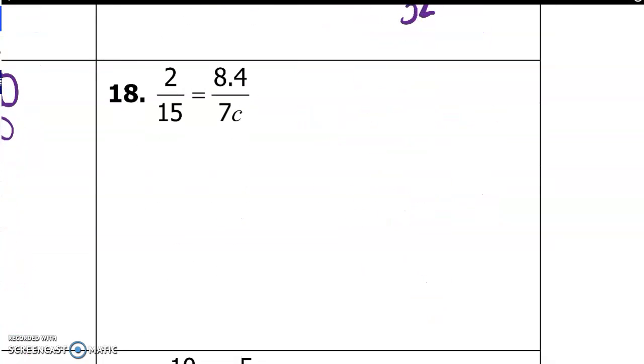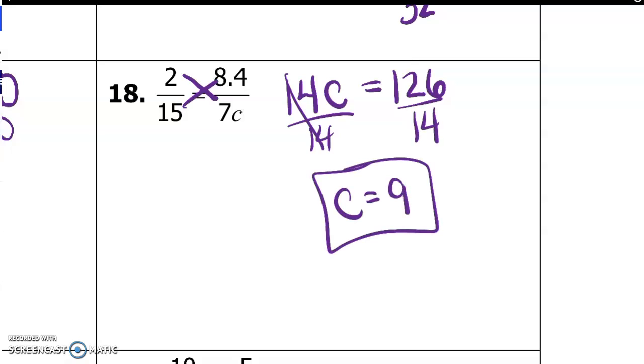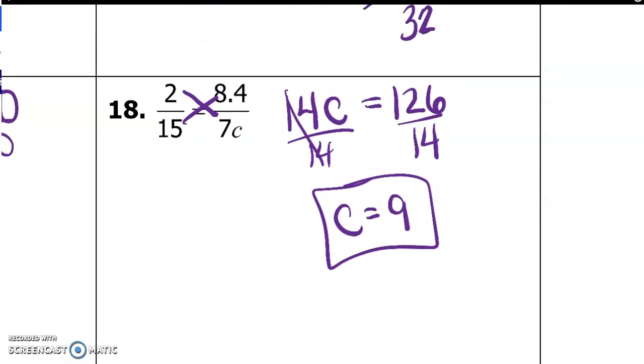Number 18 is a little weird. We have 2 times 7c. So you need to do 2 times 7 is 14, and then bring the c along. Equals 15 times 8.4, which is 126. Divide by 14, divide by 14, c equals 9. All right, so again, you just multiply two that are diagonal from each other, put an equal sign, then multiply the other two, and then you will always divide to get your final answer. We are not going to do the last one, so we'll stop at 18.